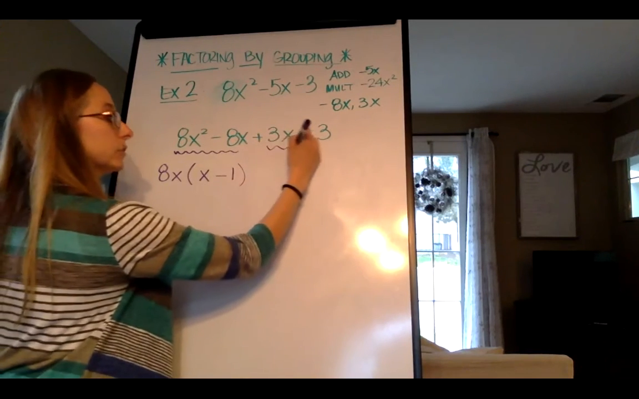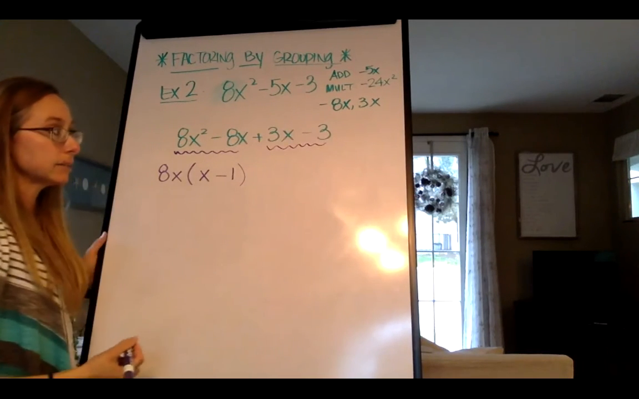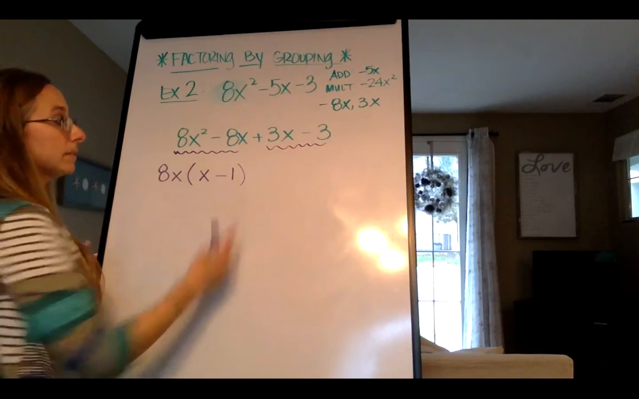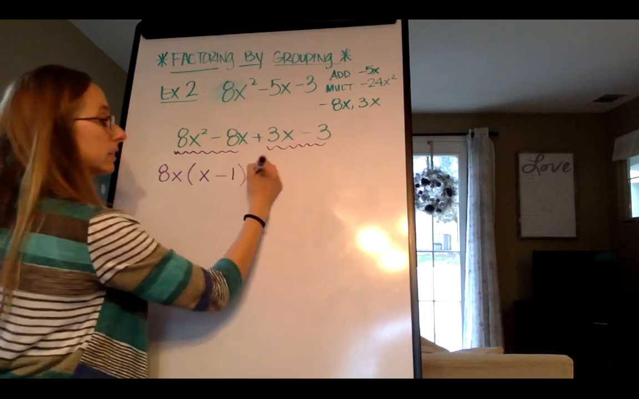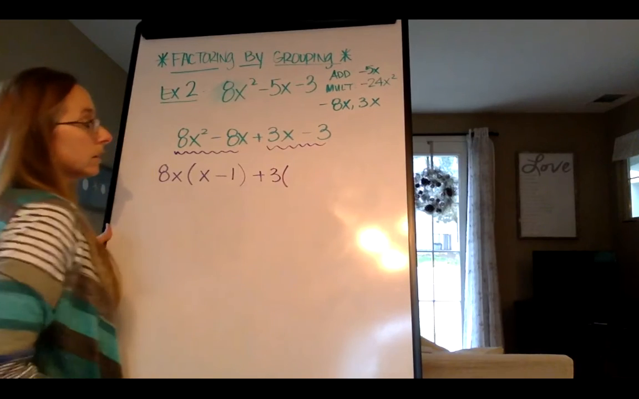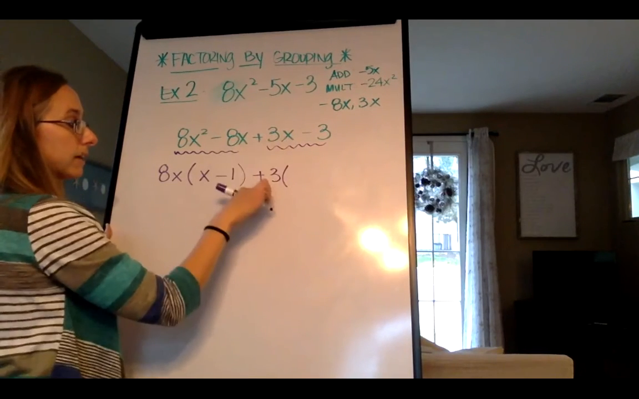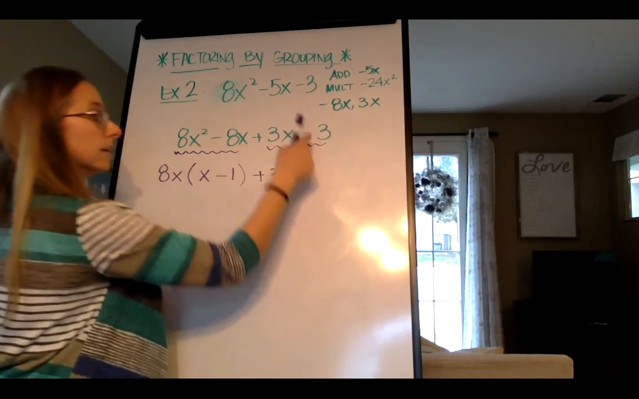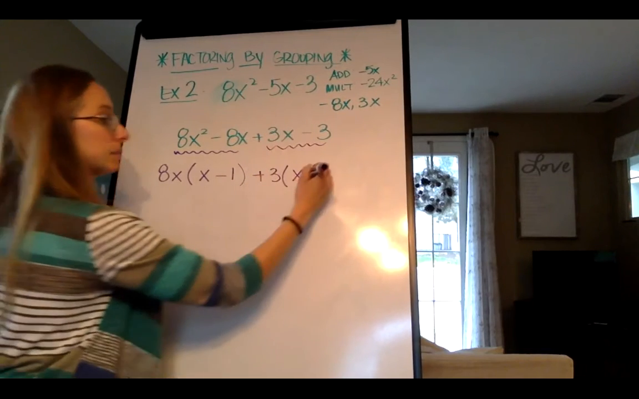Okay, looking at the last two terms, we have 3x minus 3. What do those two terms have in common? Well, they both have in common a 3. So factor out a plus 3. What are we left with? Well, 3x divided by 3 is x. Negative 3 divided by 3 is minus 1.